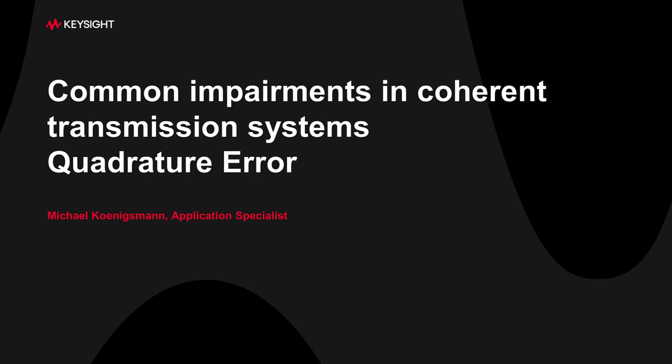This series of tutorials on OMA will give you an overview of the common errors when analyzing the constellation diagrams of coherent test signals. In this video, you will learn how to identify quadrature error and get to know its possible root cause.